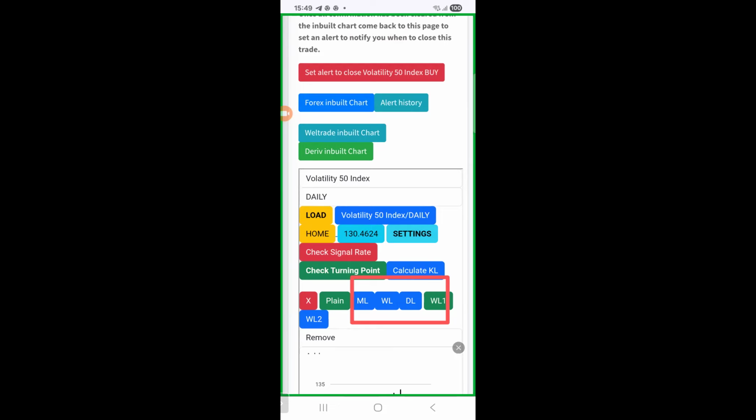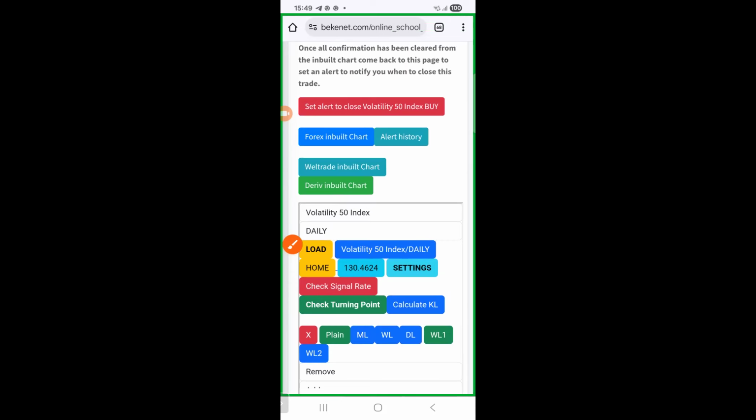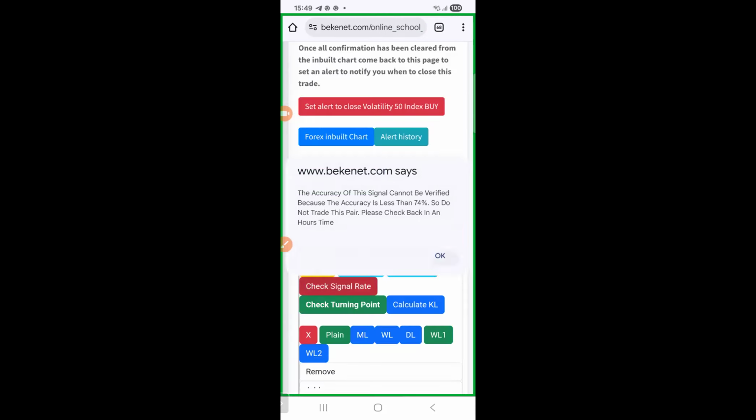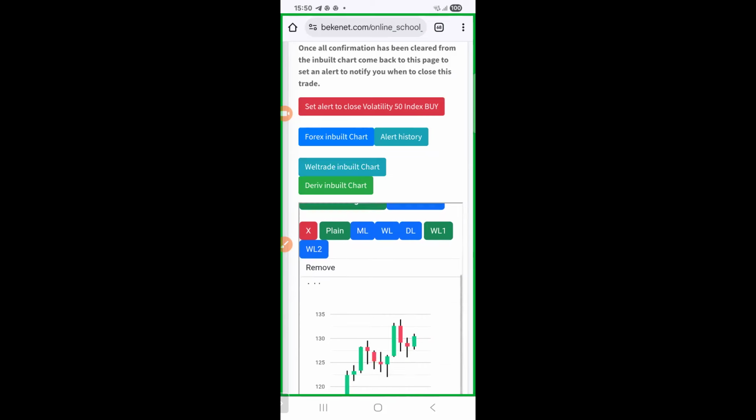Now, what do I want to do? Sometimes I just want to confirm how strong the trade signal is. Now, it's saying this: the signal cannot be verified because the accuracy is less than 74%. So it says you could come back later and all of that. But let me just even check it. Why is it telling me that?